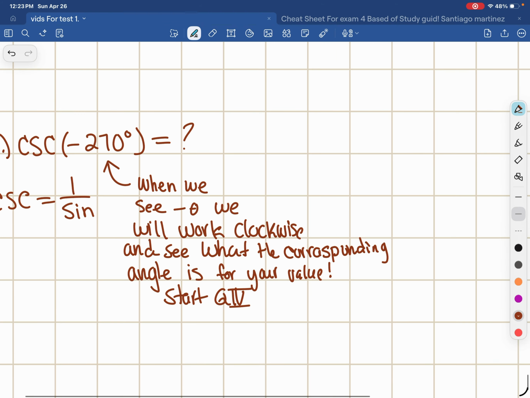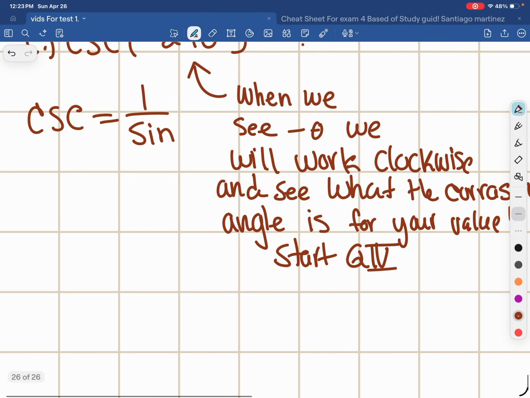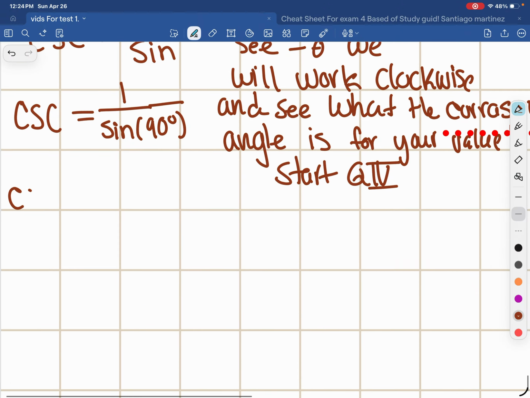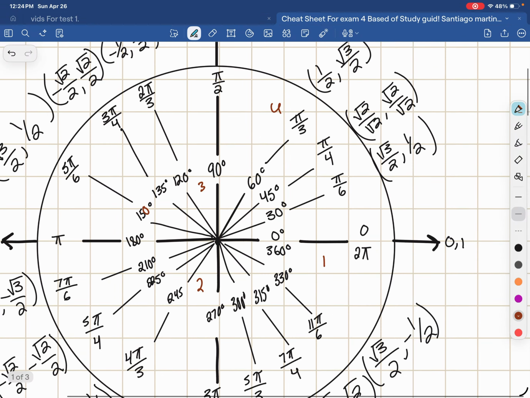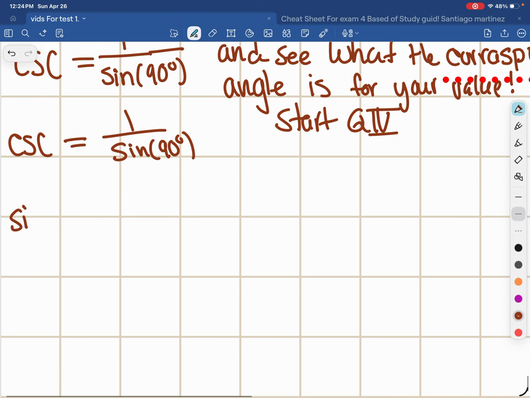So we know negative 270 would be corresponding to positive 90 on the other side. So keep that in mind, right? So we know that we're going to have cosecant is equal to 1 over sine of 90 degrees. And what's sine of 90 degrees? We have to take it a step further. We'll go back to our unit circle. Sine of 90 degrees is 1, because sine is y value.